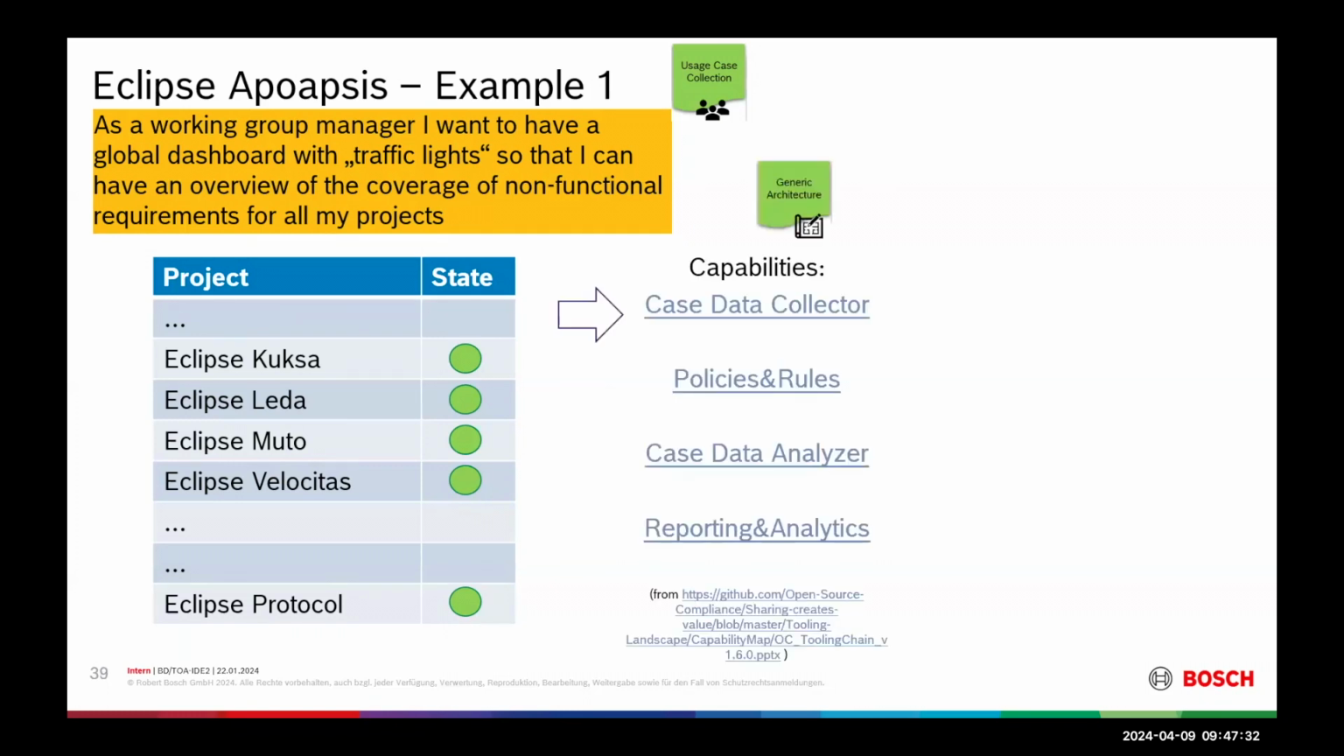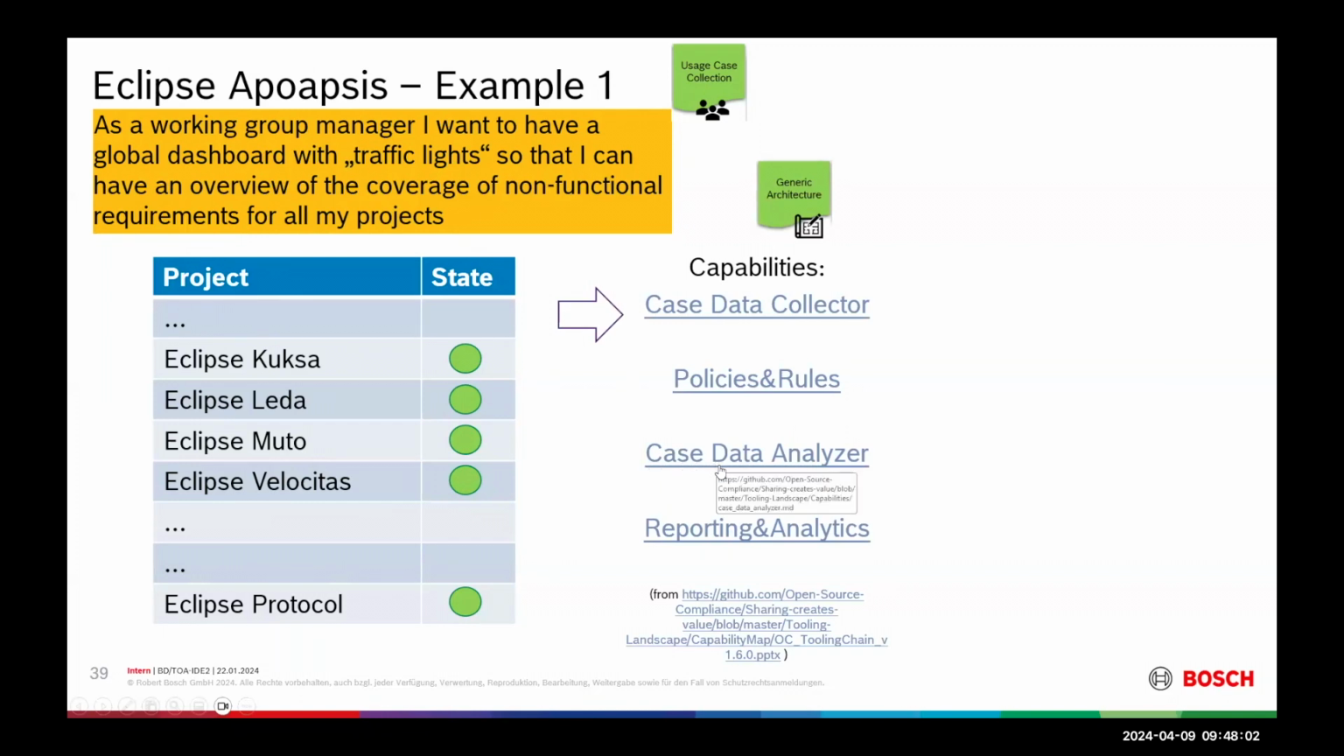But what do you need to do this, right? To reach this point. If you go to the capabilities of the generic architecture, you need this data collector, so that you get all those data that you can use with your policies. Those policies and rules would represent those non-functional requirements. So that would need to be configured by this manager.